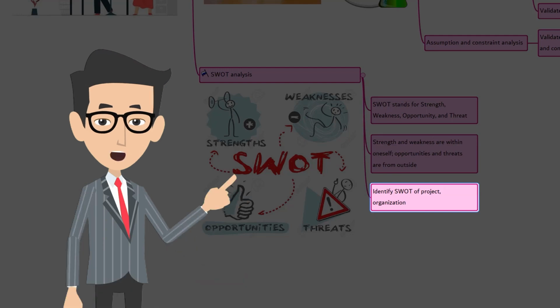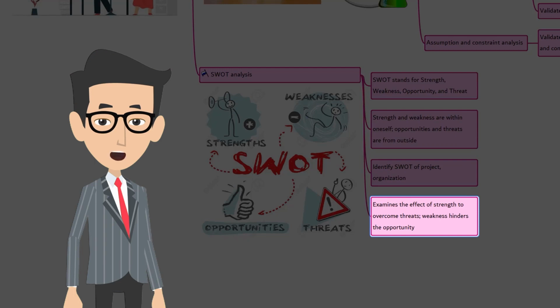The technique starts with the identification of strength and weakness of the organization, focusing on project, organization, and business area. This analysis also examines how far the threats can be overcome through strength, and weakness of the organization that hinders the opportunities.